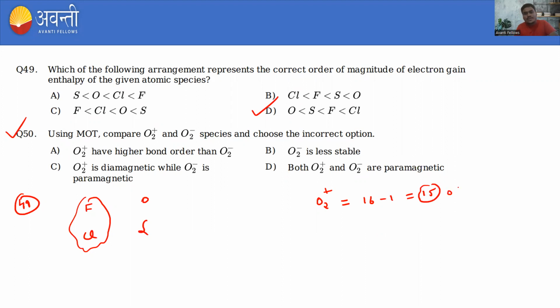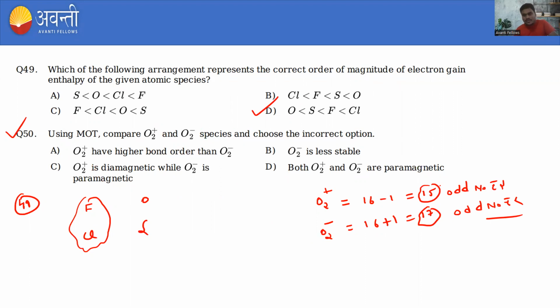This is an odd number of electrons. Remember this, odd number of electrons. Similarly for O2 negative, we have 16 plus 1, that comes to 17. 17 is also an odd number. Good. So using MO theory, compare O2 plus and O2 negative and choose the incorrect option. So O2 plus has a higher bond order than O2 negative.